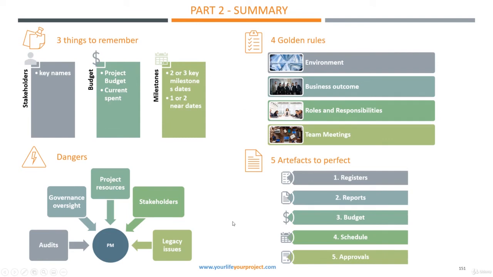Now there are a lot of things here. It's just a one-pager to summarize everything, obviously with fewer details, but to put things in a different order, 3 things to remember: some key stakeholder names, the project budget, the current spend, 2 or 3 key milestones, and 1 or 2 near dates. You could argue, yes, that's very easy, I know that already, but imagine you work on 3 or 4 projects, which is not unusual.